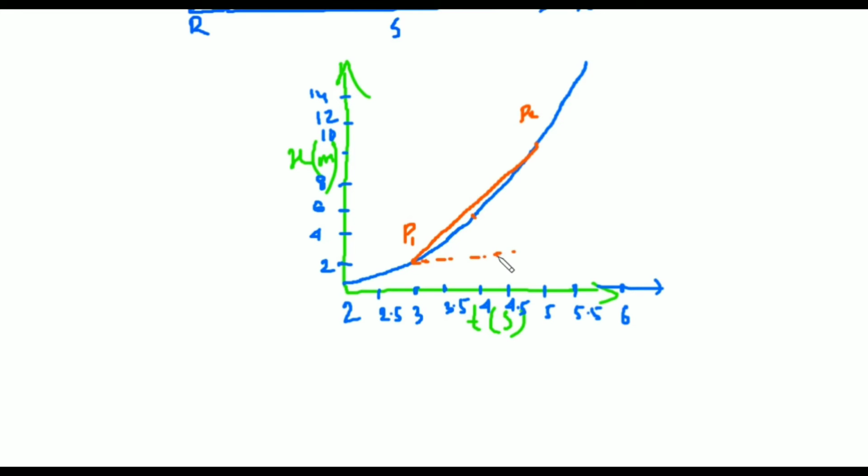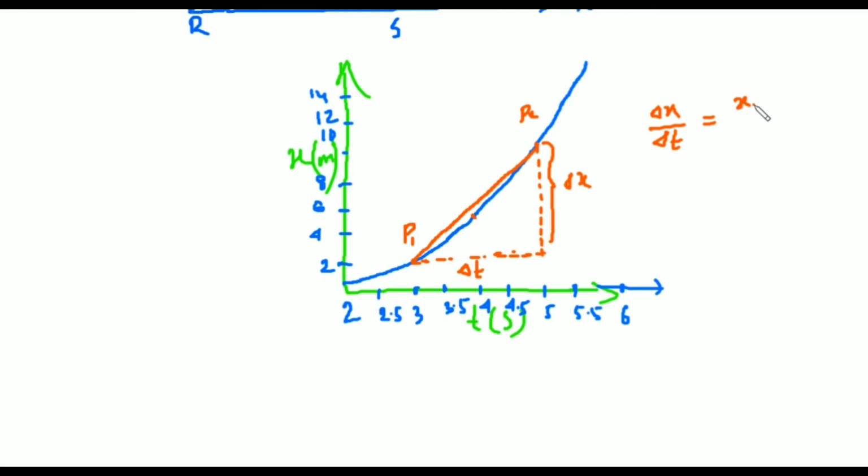We just draw a parallel line, a perpendicular line from that. This is parallel to the x axis, and this is parallel to the time axis. So this is delta x, how far it has moved, and this is delta t. So average velocity is nothing but delta x by delta t.